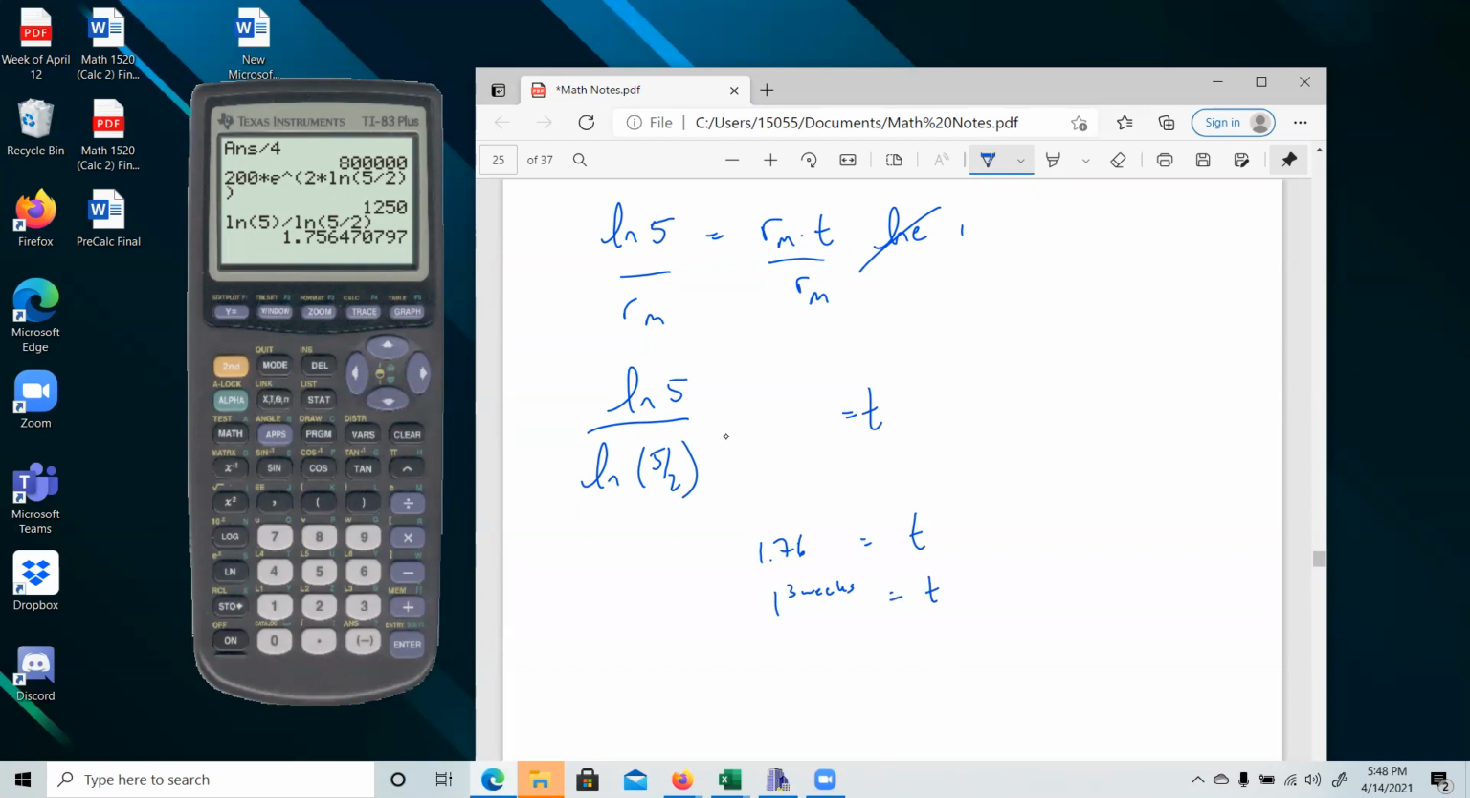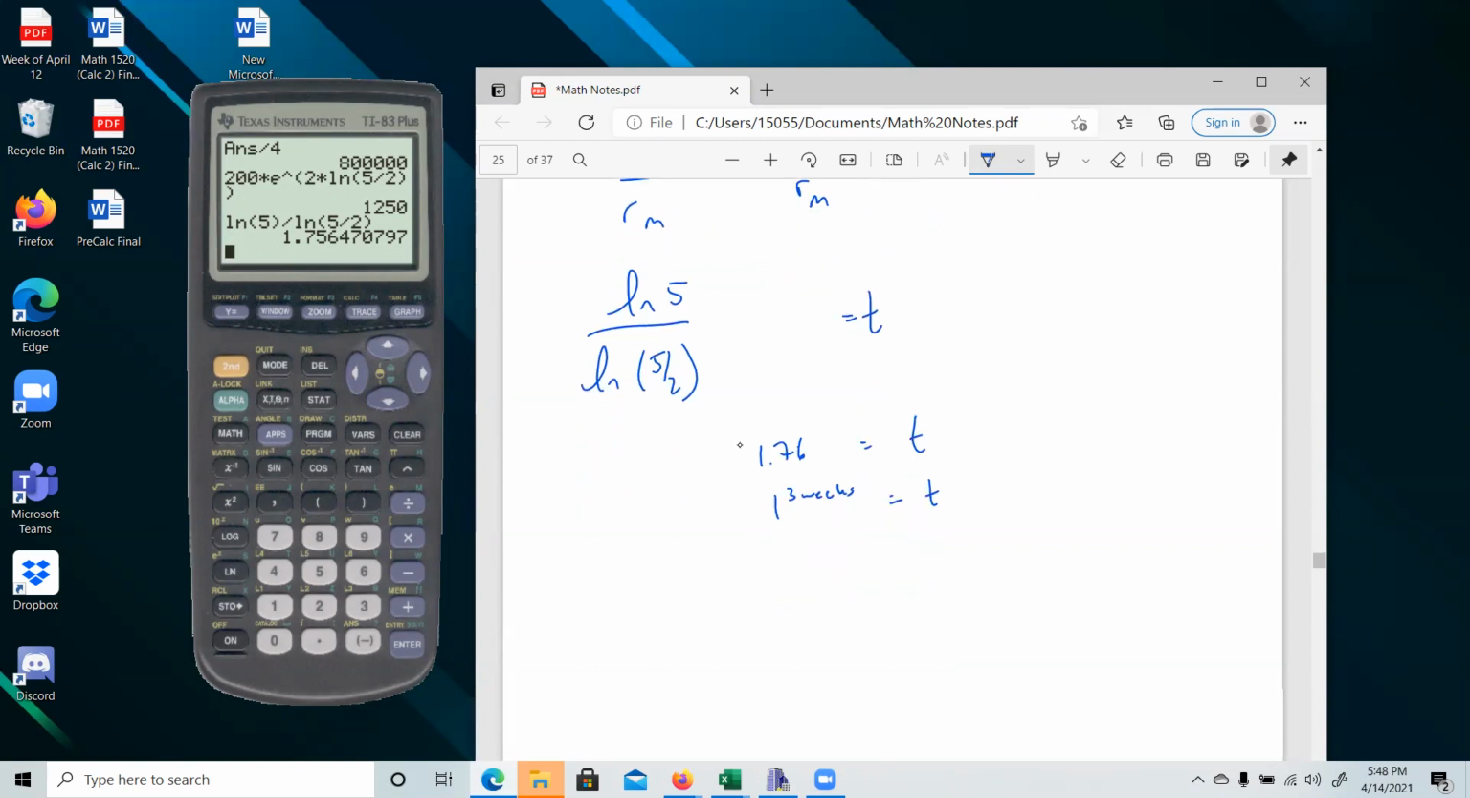Okay, so that would be a population growth problem. All right, those are always fun.